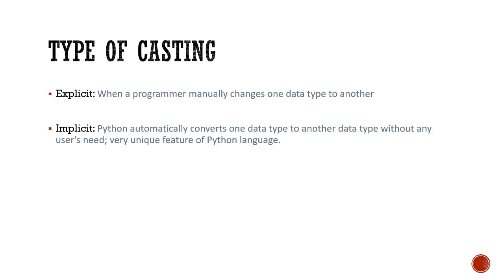Now, what are the types of typecasting? It's explicit and implicit conversion. What is the difference between explicit and implicit? We will be doing that practically also. First, I would like to explain this theoretically to you.